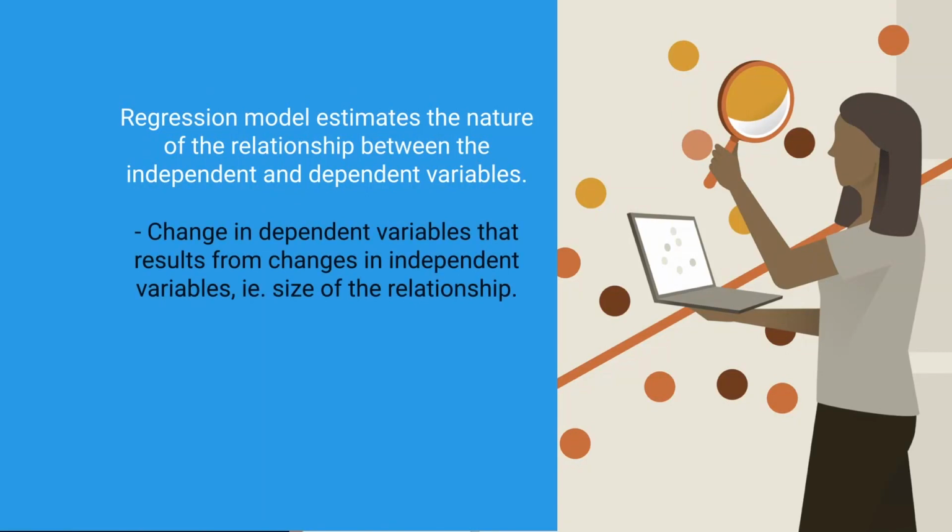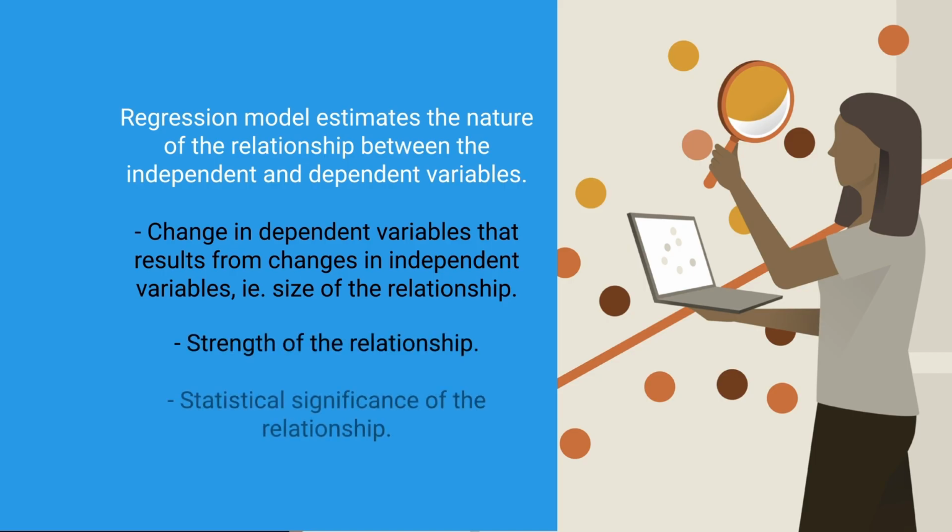So change in the dependent variable that results from changes in the independent variable, that is the size of the relationship, strength of the relationship, statistical significance of the relationship. So when you are going to talk about this regression model, I think it estimates the nature of the relationship, and dependent and independent variables are a very important ingredient.